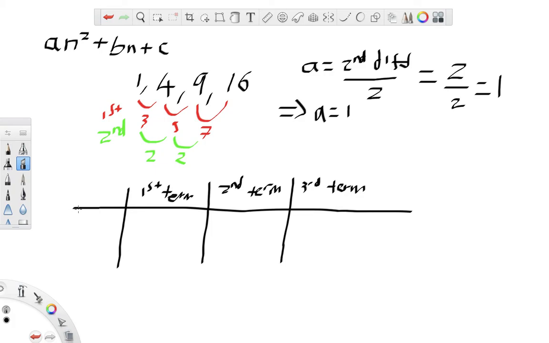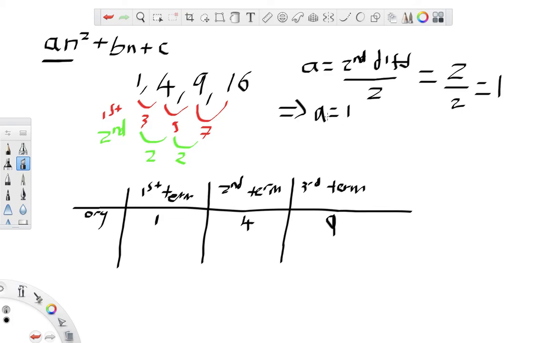Okay, so this was our original sequence, 1, 4, 9, 16, so we'll put original. Well, the first term was 1. The second term was 4. And the third term was 9. The fourth term is 16, but we're not going to worry about that for the time being. And then what we write underneath that is this part. So the first part of what we've just worked out. So we've got to use what we've just worked out to help us now. So that's why we need that to be right.